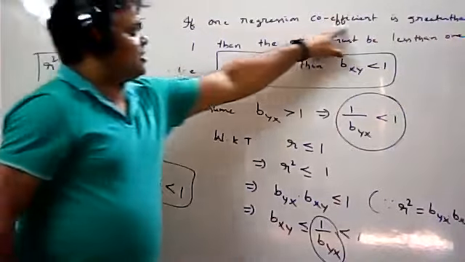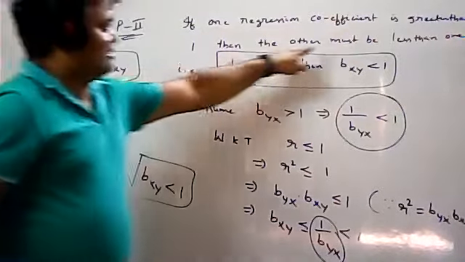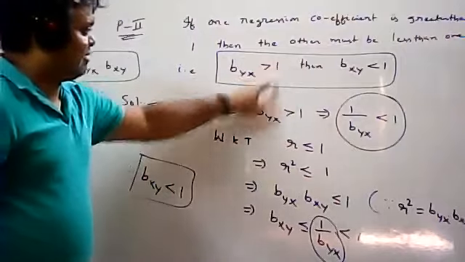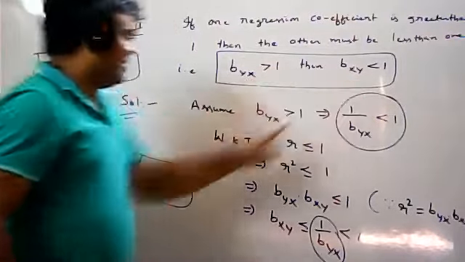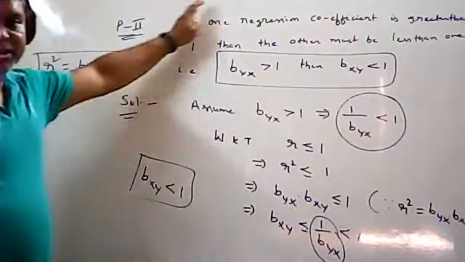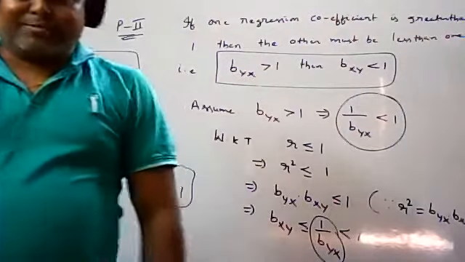If one regression coefficient is greater than 1, the other must be less than 1. That means byx is greater than 1. I have considered that one, byx is greater than 1. I have proved bxy is less than 1. That means the property is satisfied. So this is property number 2.